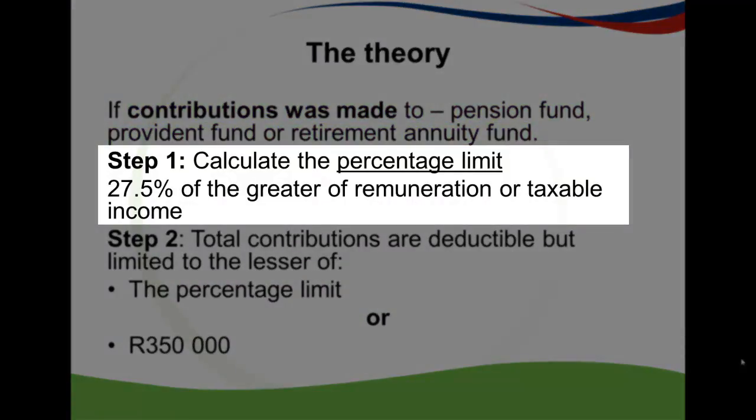So the first step is you need to go and calculate the percentage limit. The percentage limit is 27.5% of the greater of the remuneration or your taxable income.